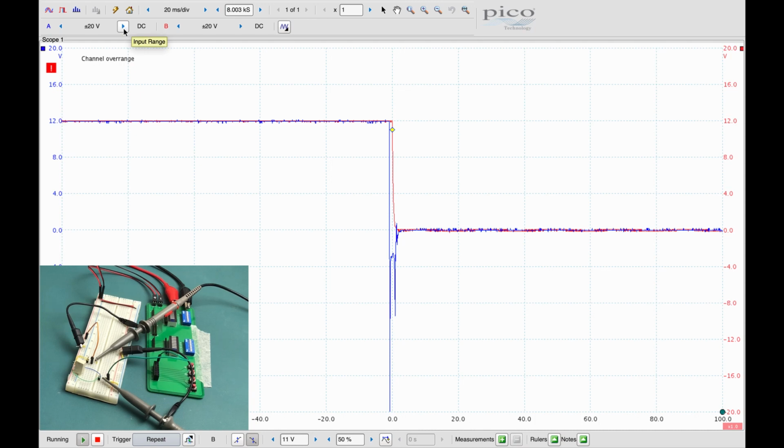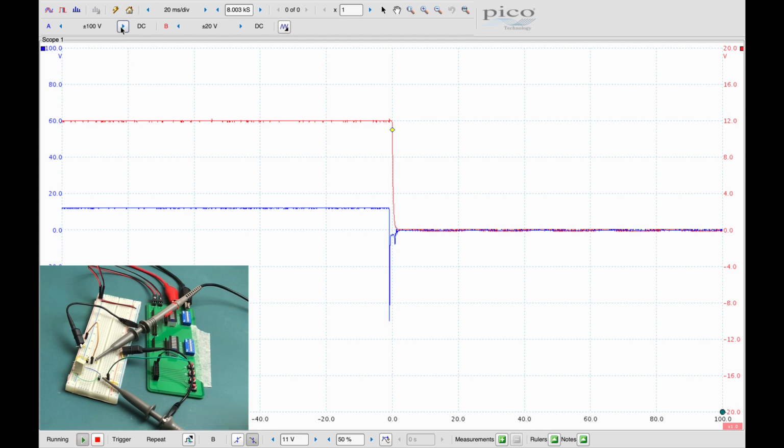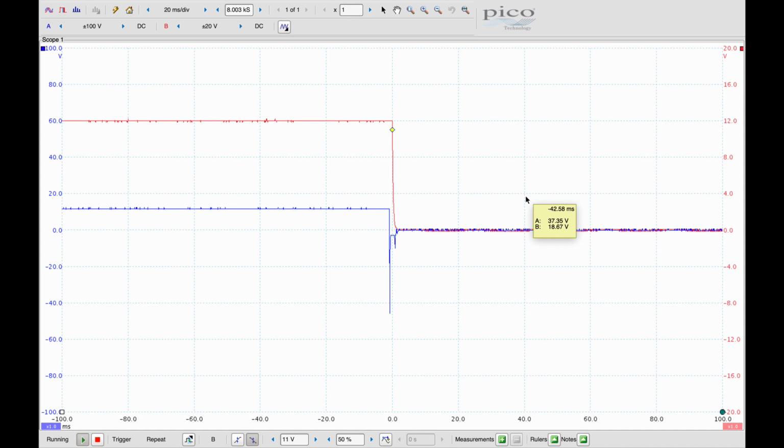So if I up the channel size, I'll take it to 50 volts and just take another shot at that. No, still off the page. Let's try 100. It's a bit more like it. So what can we say here then?